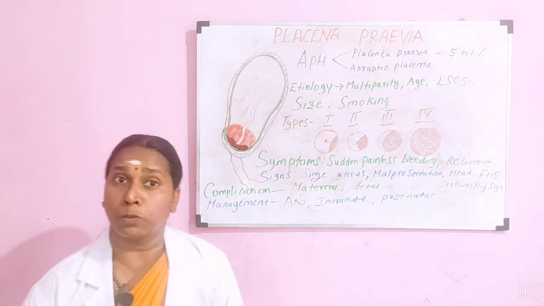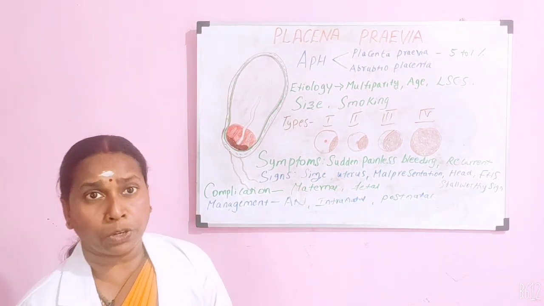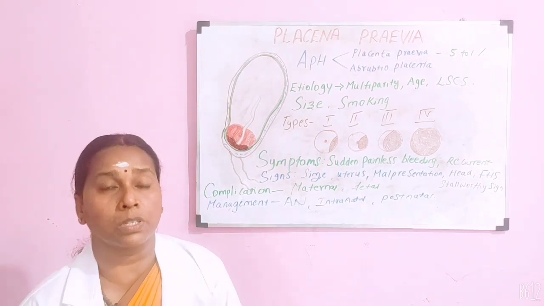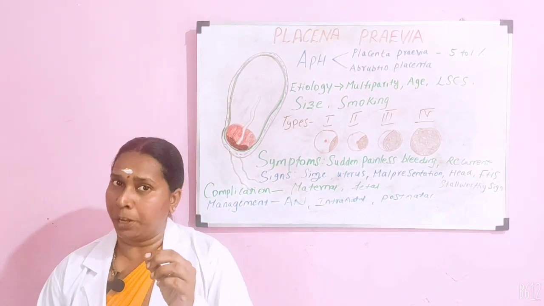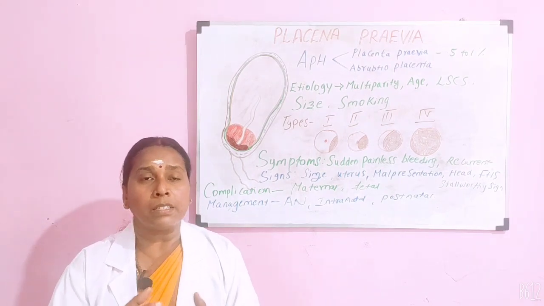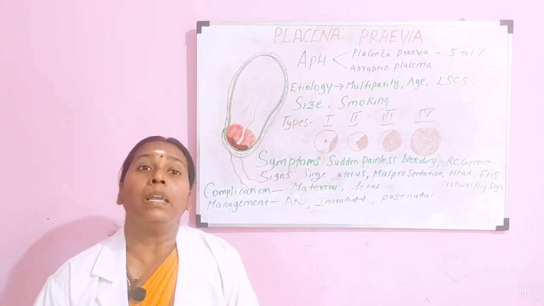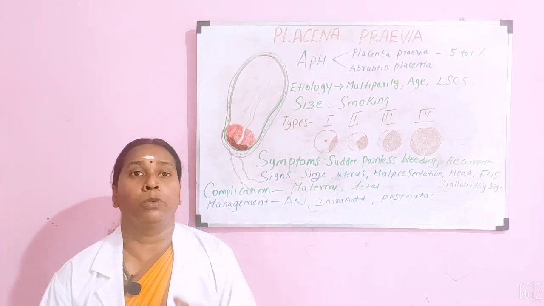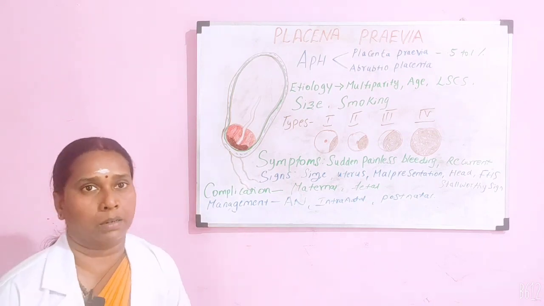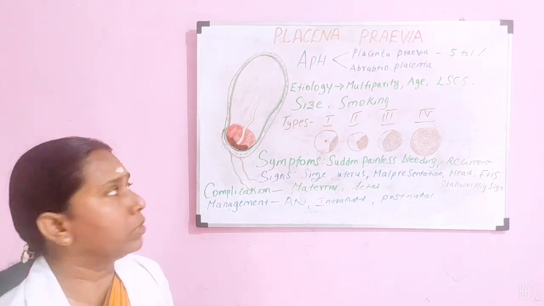And then we have smoking. In conditions of smoking, what happens? There is inadequate perfusion to the uterus. When the uterus has inadequate perfusion, the placenta searches for a particular area where there is more blood flow. At that time it goes to the lower uterine segment and gets implanted. So, that is the etiological factors.